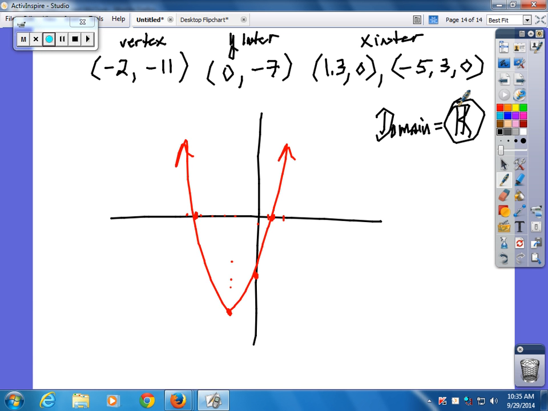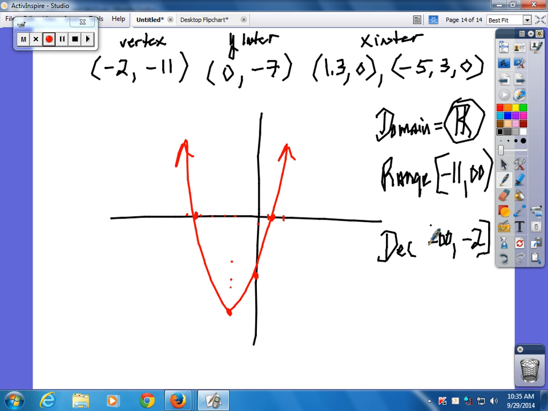What's my range? Negative 11 to what? Range is negative 11 to infinity. Decreasing. Decreasing from negative infinity to negative 2. Increasing. Okay, the book will probably not put a bracket here. It'll probably put a parenthesis. I disagree with that, but there's nothing I can do about it. All right?